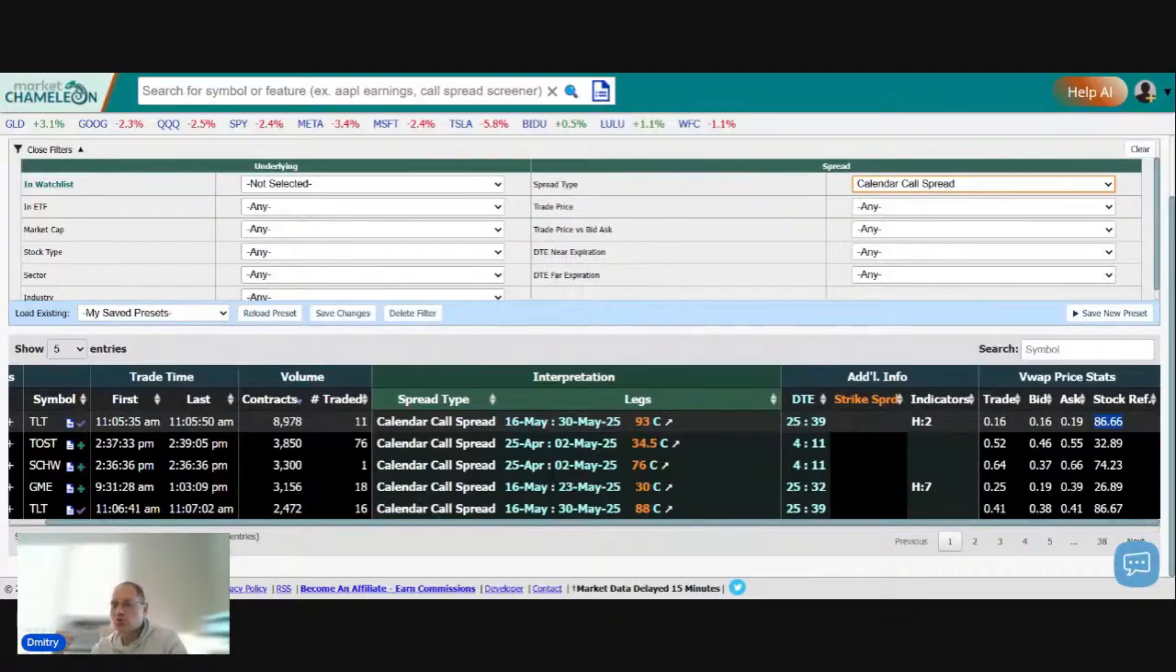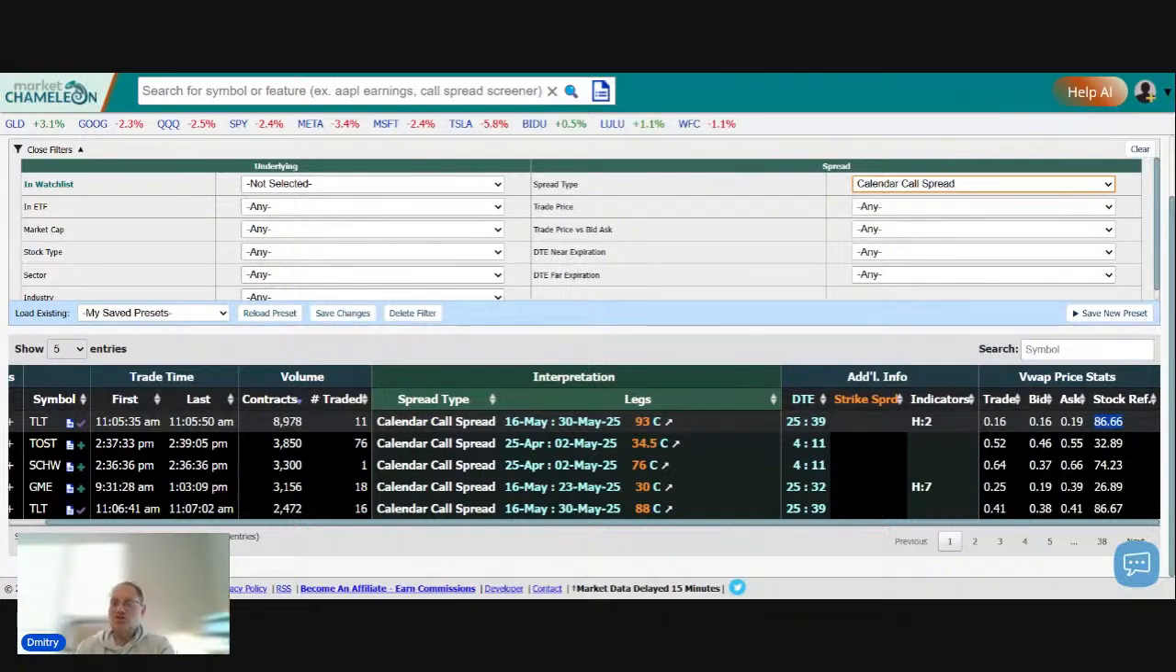So you do have a bullish outlook on the stock, and as a buyer of the spread, you believe that the implied volatility of May 30th has a chance to increase, right, relative to the May 16th. So you want May 30th implied volatility to increase.